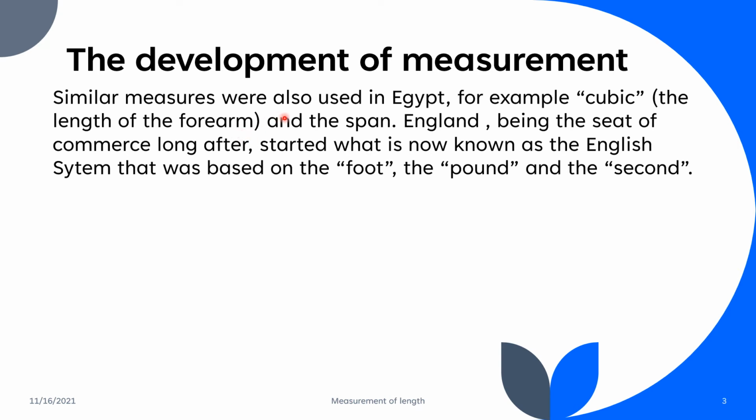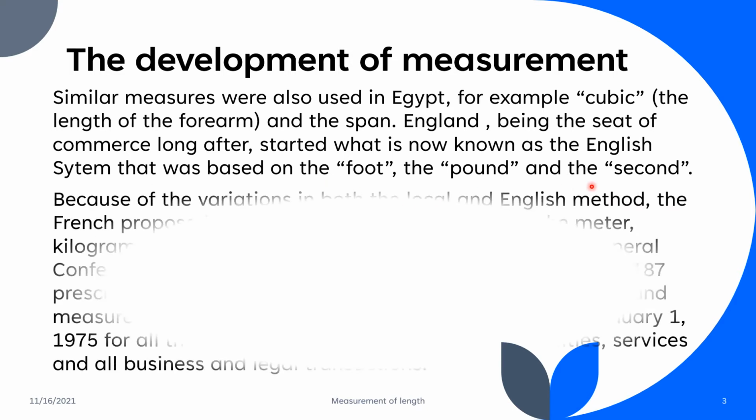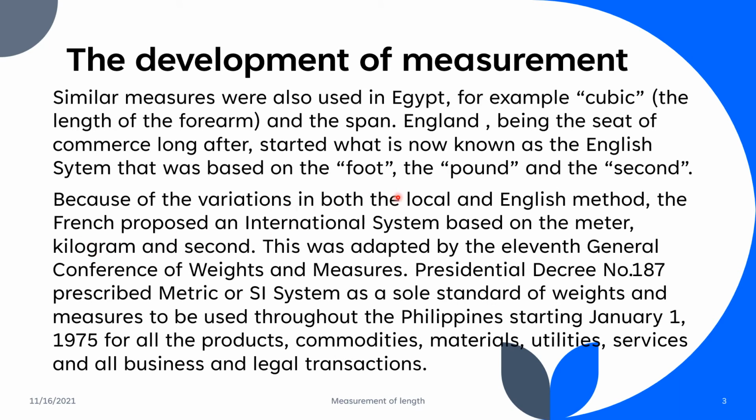Similar measures were also used in Egypt, for example, the cubit, the length of the forearm, and the span. England, being the center of commerce long after, started what is now known as the English system, which was based on the foot, pound, and second. Because of the variation in both the local and English methods, the French proposed an international system based on the meter, kilogram, and second. This was adopted by the 11th General Conference of Weights and Measures.